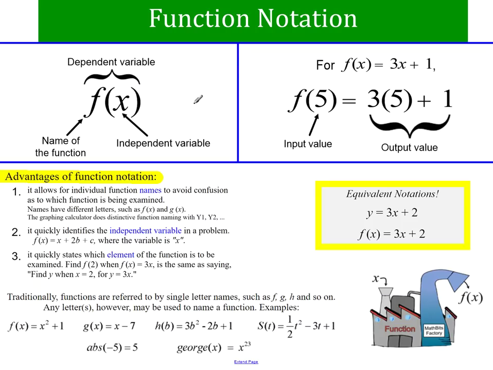So there's a couple of major identifiers in the actual notation itself. This is read f of x. It's not multiplication. It's not f times x. This is the full representation of the dependent variable on the left-hand side of the equation.